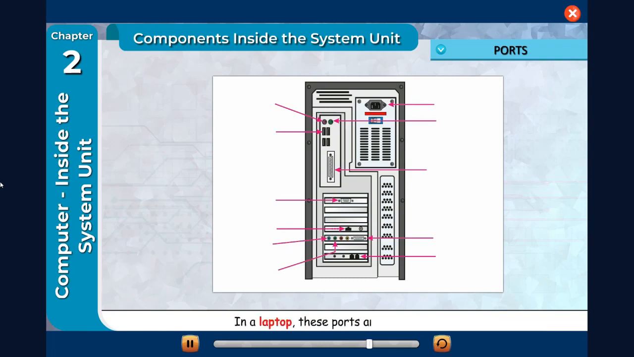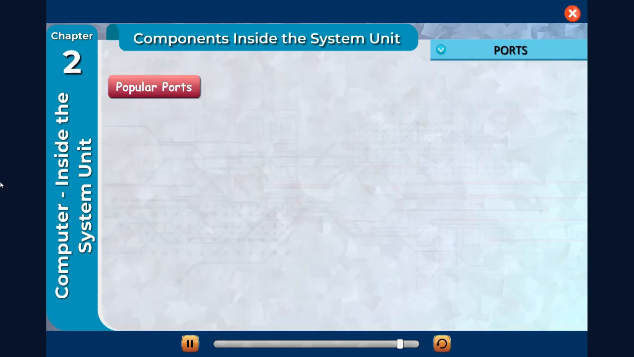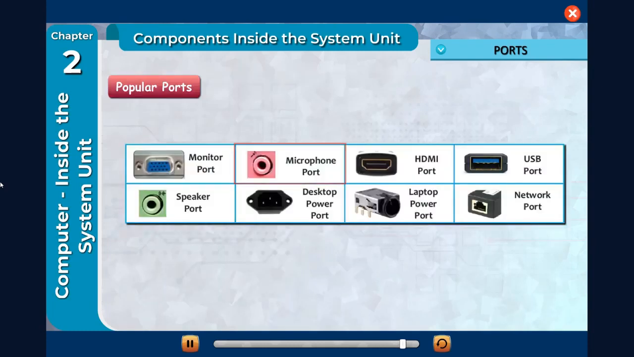Ports at the back of the system unit: power port, USB ports, HDMI port, monitor port, network port, speaker port, microphone port. Ports at the side of a laptop: card reader port, network port, monitor port, HDMI port, CD drive, speaker port, microphone port. Popular ports: monitor port, microphone port, HDMI port, USB port, speaker port, desktop power port, laptop power port, network port.